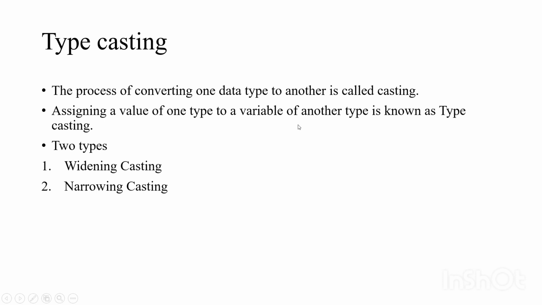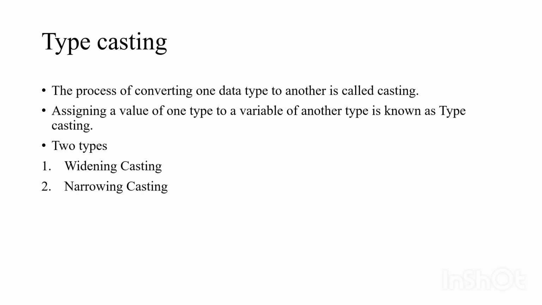So, related to the data type, there is one important concept which is typecasting. So, what is typecasting? The process of converting one data type to another is called casting. It means assigning the value of one type to a variable of another type is known as typecasting. Suppose we have to convert the double data type into the integer data type, or convert the integer data type into the double data type. That is nothing but typecasting, right?